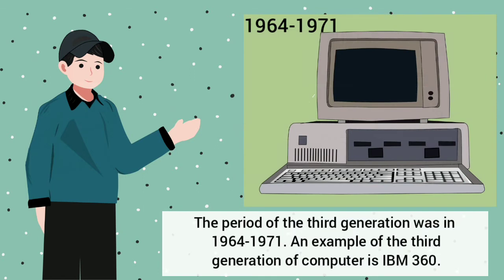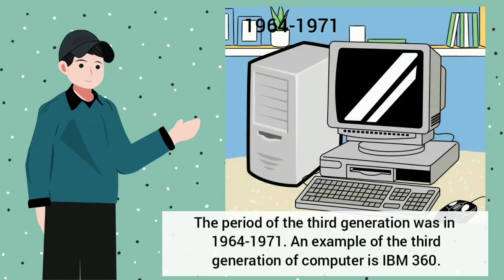The period of the third generation was from 1964 until 1971. An example of the third generation of computer is IBM 360.